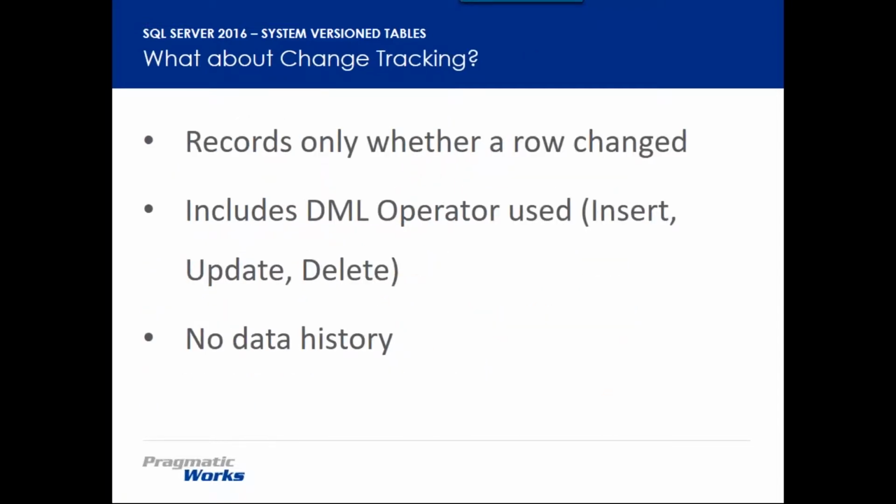SQL Server has another feature called change tracking. The difference between change tracking and change data capture and system-versioned tables is that change tracking will only tell you whether or not a row has changed. It'll tell you if it was changed via an insert, an update, or a delete, but it won't tell you anything about what the data looked like before and after that change. So I just wanted to put these out there for completeness of the picture, and to help you understand where system-versioned tables fit into the SQL ecosystem.